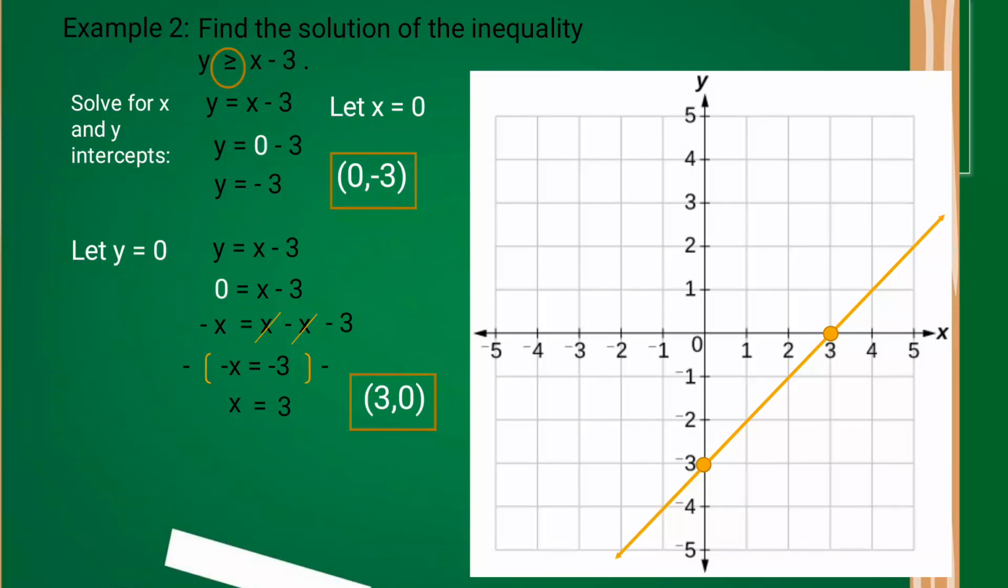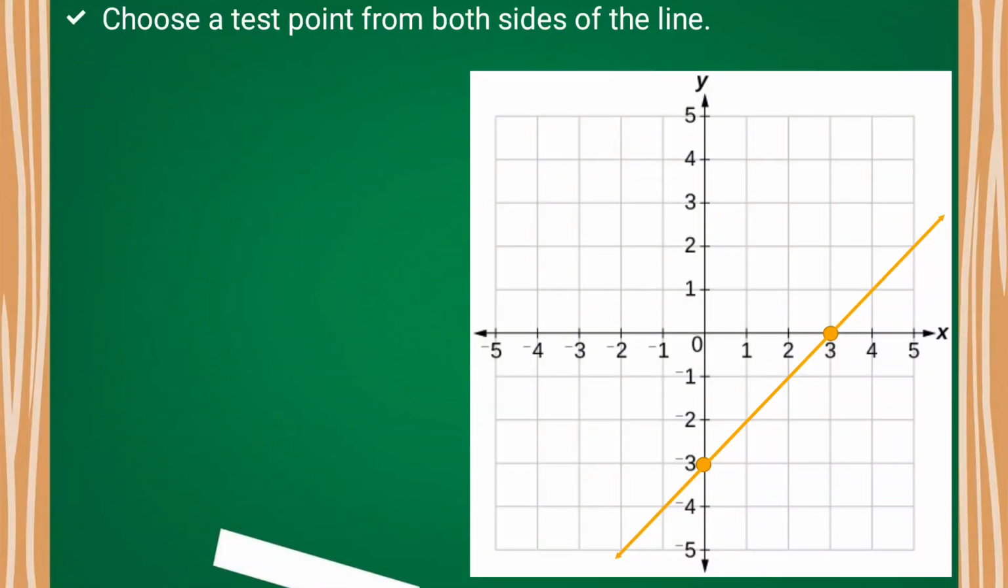So this time, ano yung i-shade ko, ma'am? Yung upper part ba o yung lower part? Kasi hinati ni line yung plane sa dalawang part. Merong upper part and lower part. So, alin kaya yung i-shade ko dyan? So again, let us choose a test point from both sides of the line. So, unahin muna natin yung lower part. Kahit anong point sa lower part, pwede nyong piliin. Ito yung napili ni ma'am. Suppose the points are positive 5, negative 3.